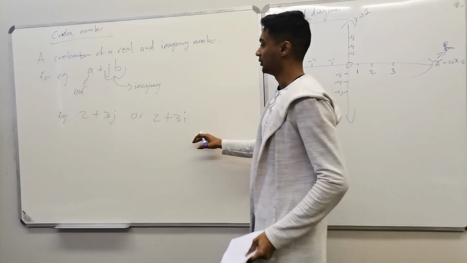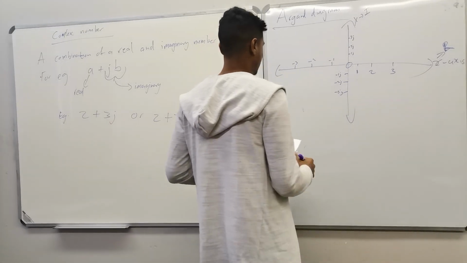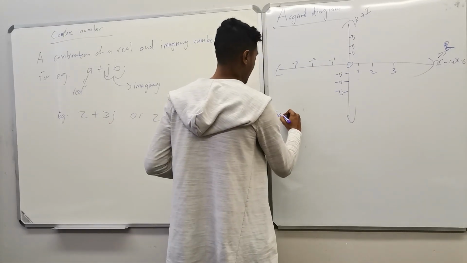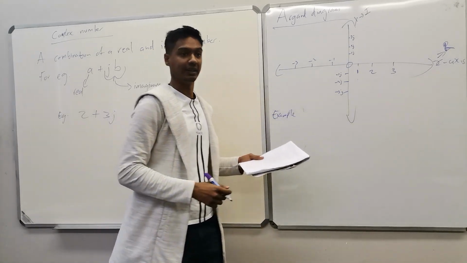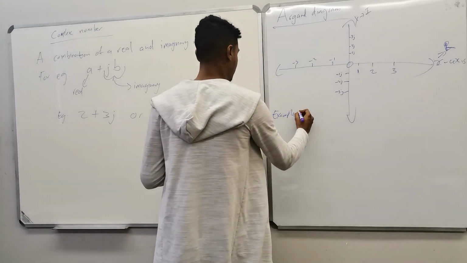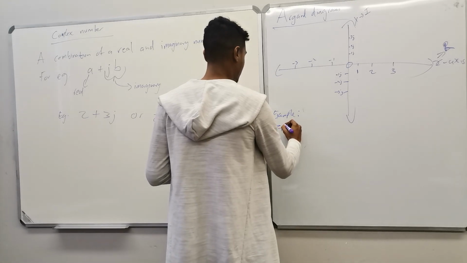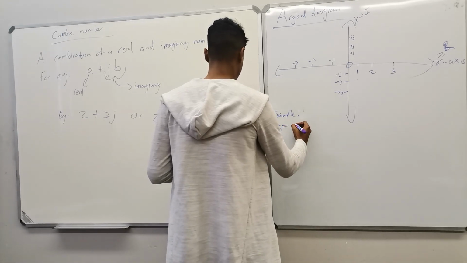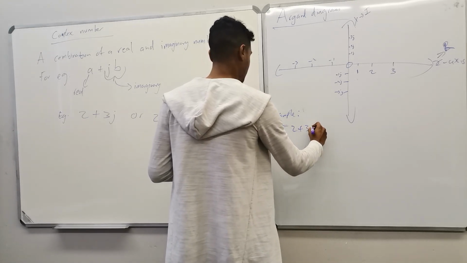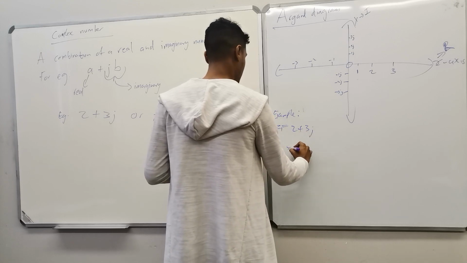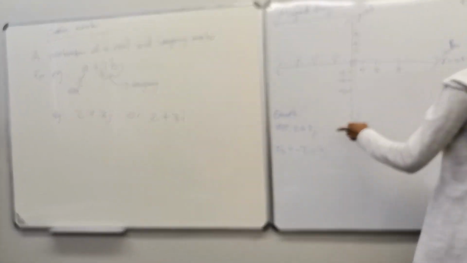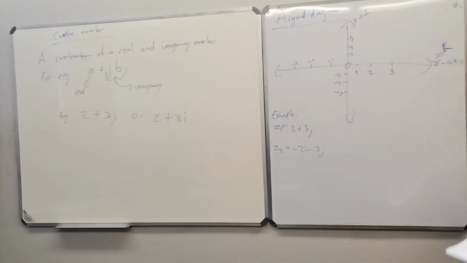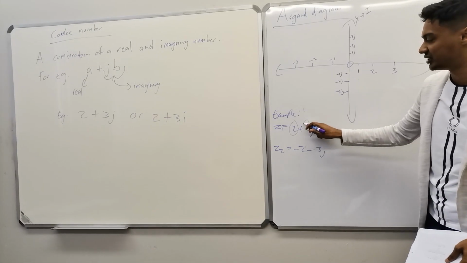All right. So let's plot something. A complex number, we can plot it on the Argand diagram. Let's see, we have a complex number Z1 = 2 plus 3j, and complex number Z2 = negative 2 minus 3j. How would we plot Z1? These are our coordinates basically.